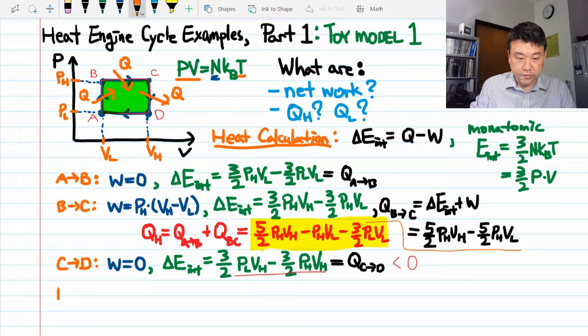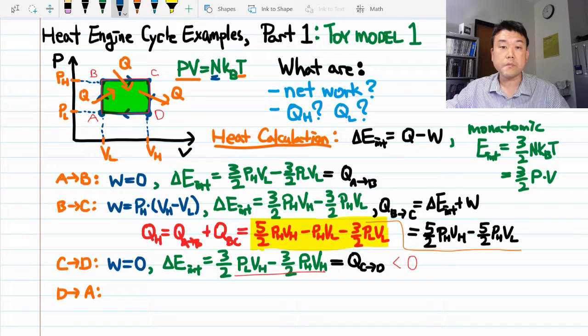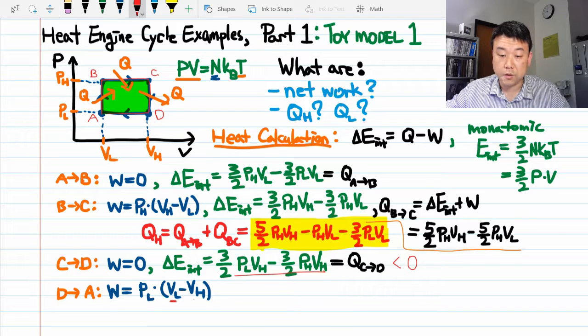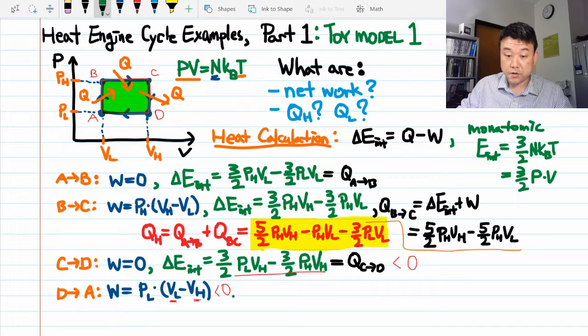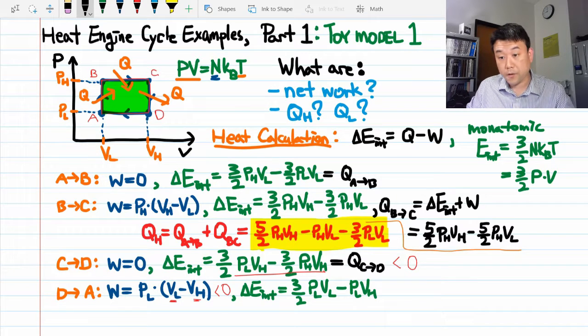Alright, let's keep going. D to A, back to the starting point. So here there's a non-zero work done, pressure times the difference in volume, and because the ending volume is smaller than the starting volume, the work done is negative, meaning the environment does work on the system. Change in the internal energy is the same as before, 3/2 times change in pressure times volume. And as before, because there's work done, the net heat transfer is not just the change in internal energy, but the change in internal energy plus work done.